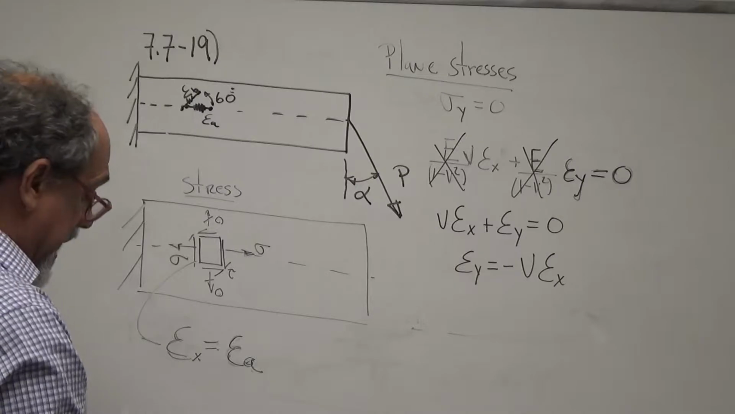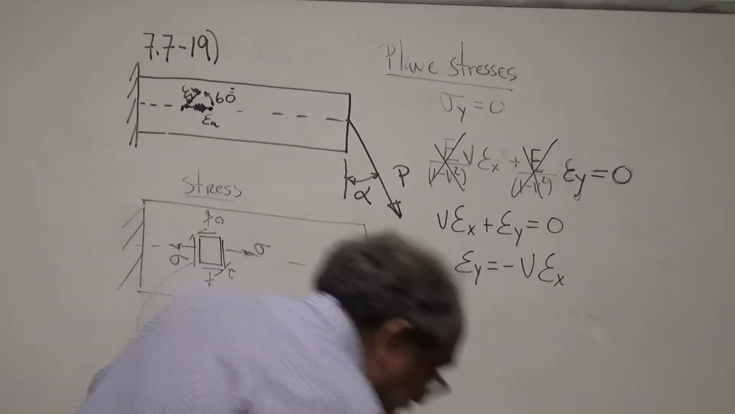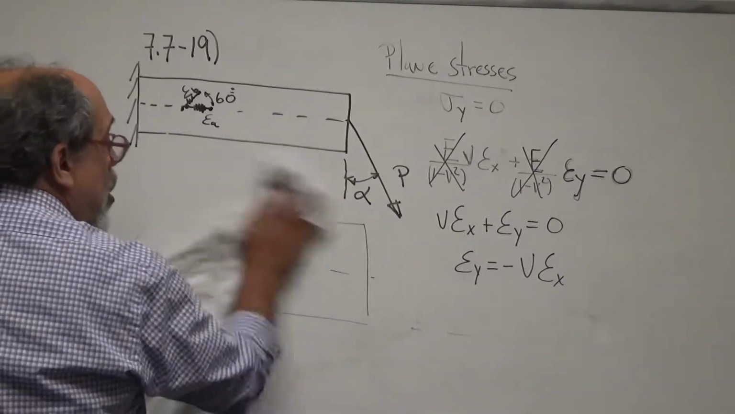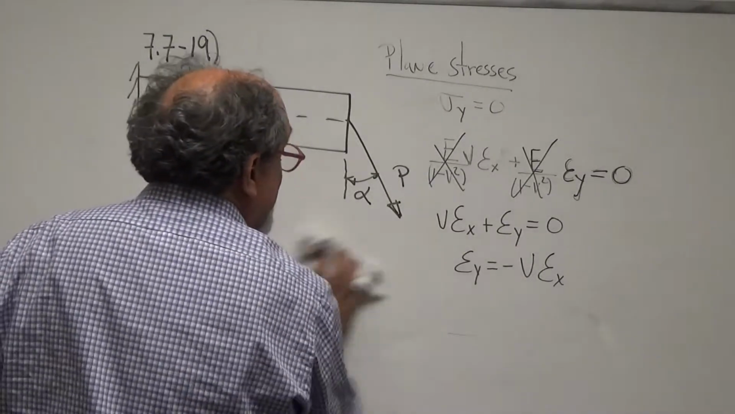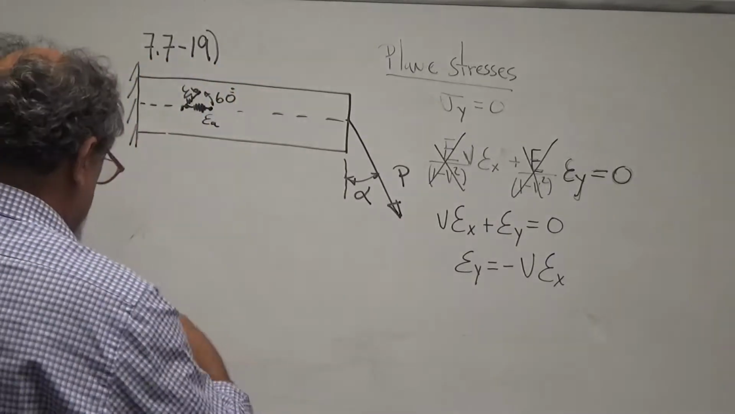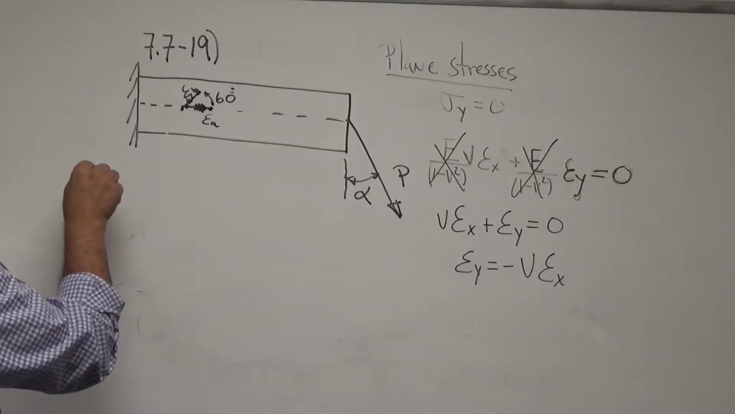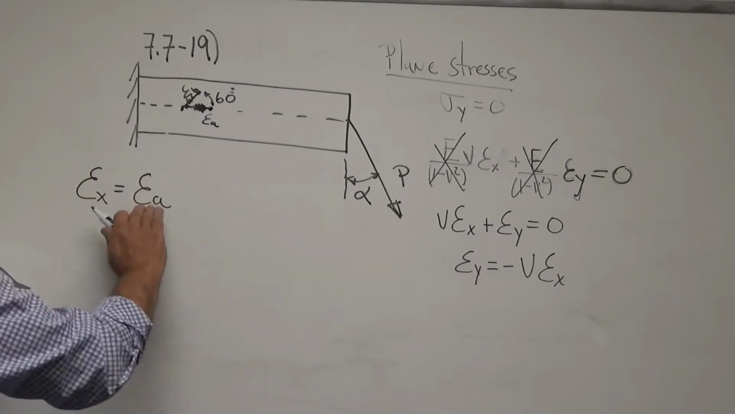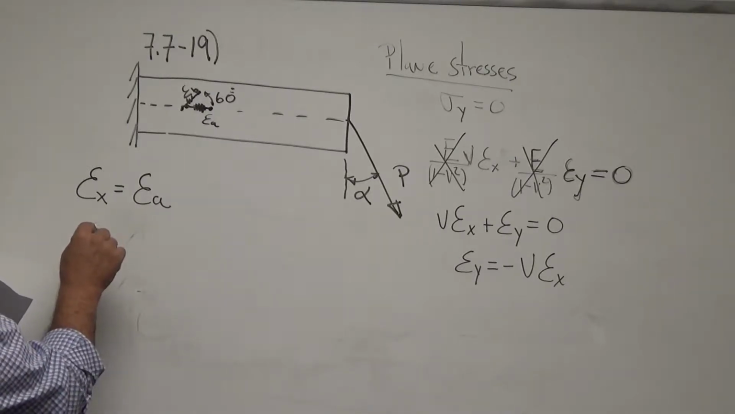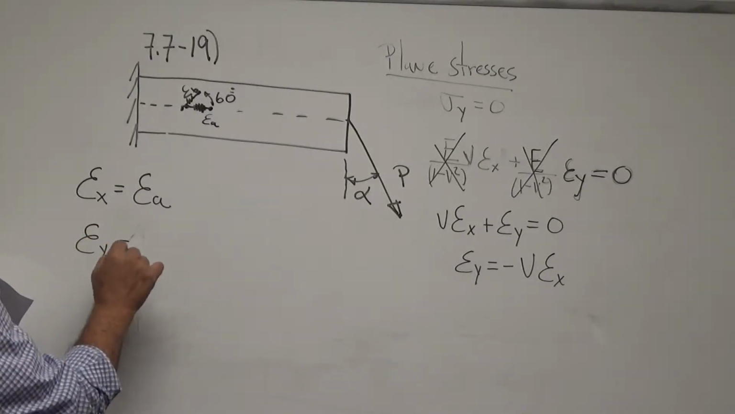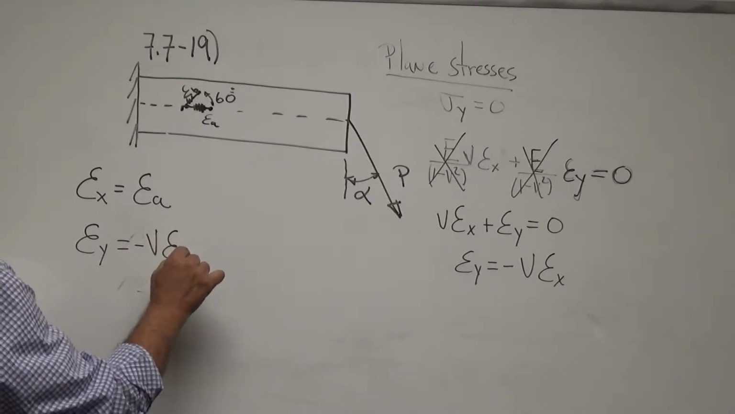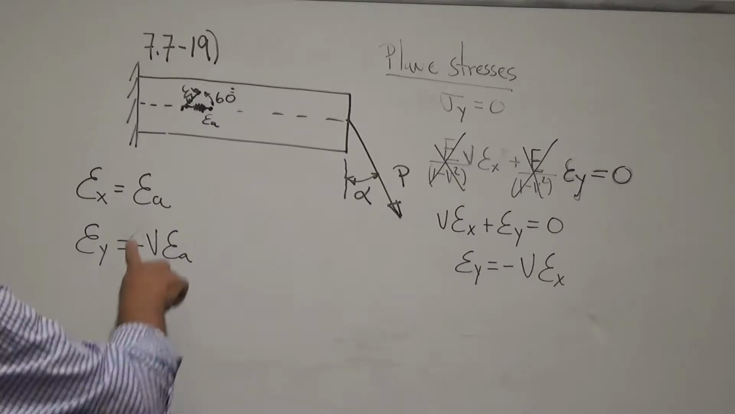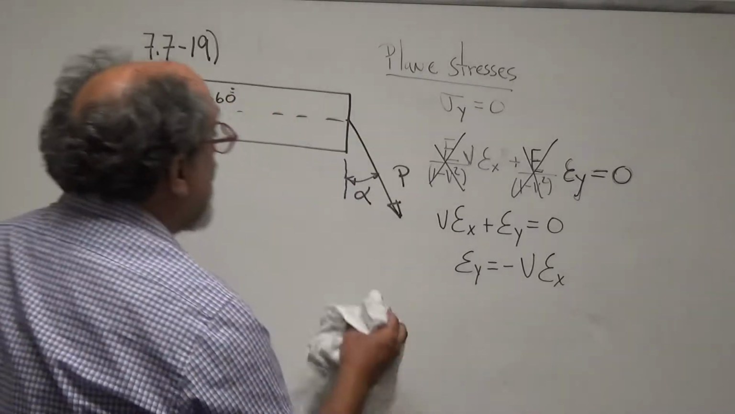Okay, now that I know that, then we say, okay, fine. I now know epsilon A. So what I know is that epsilon x, the strain in the x direction, is epsilon A, right? It's given in the book. And the strain in the y direction is equal to minus nu times epsilon A. So I know the two strains, right? Now I don't know the shear strain, but I do know the equation.